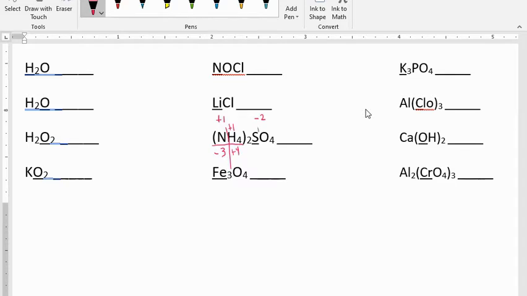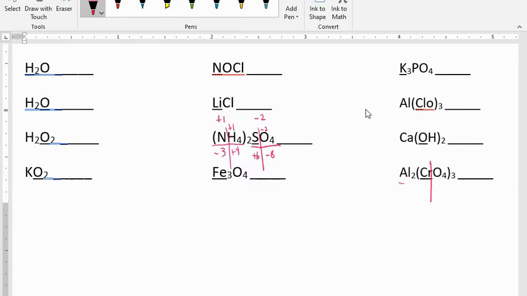Over here with the sulfate, if we look at that, my overall charge for sulfate is a -2. Oxygen being a -2, four of them equals a -8. Overall charge is a -2, so my sulfur has to be a +6.